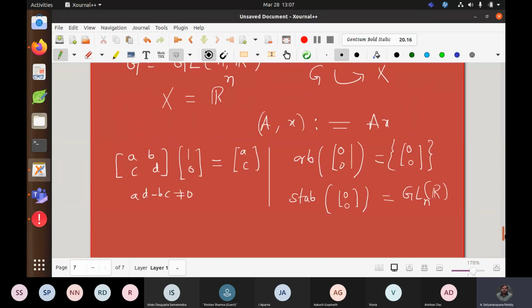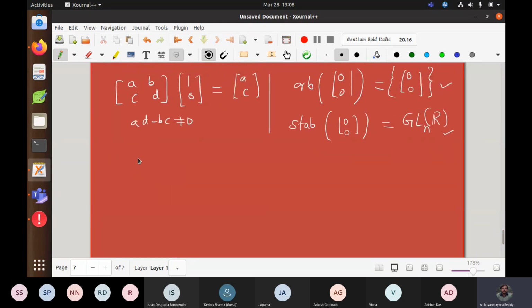Okay, for this vector I computed both the orbit as well as the stabilizer. Nice. Now my natural next element is 1, 0. So what is the orbit of 1, 0? What is your guess? R2. Of course 0, 0 you cannot get. R2 minus 0. Okay, let us see. Your conclusion is that it is the whole of R2 minus 0, 0.